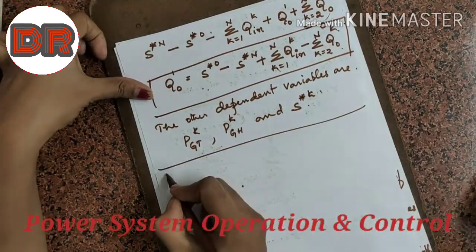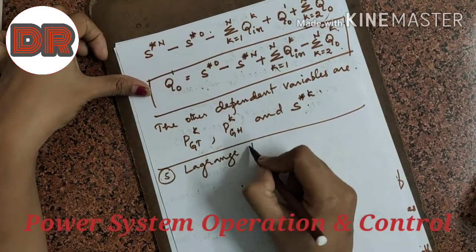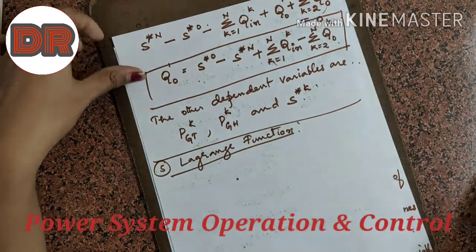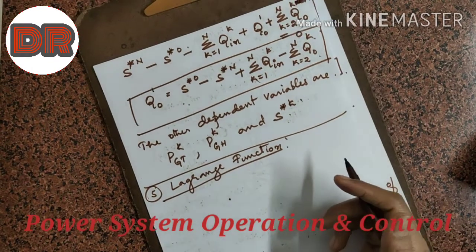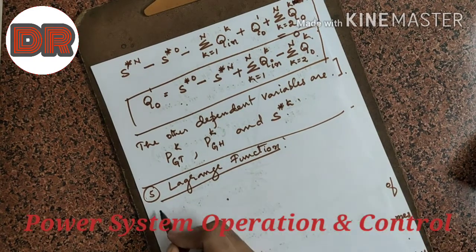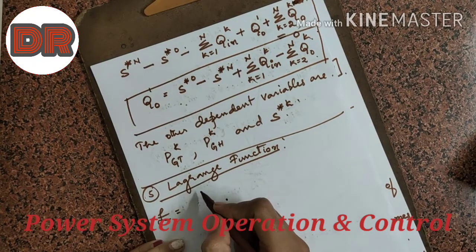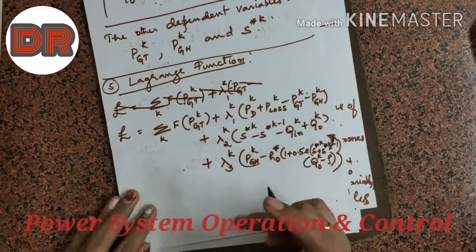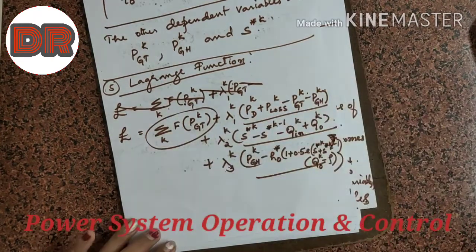So the fifth step is we have to write a Lagrangian function. We know how to formulate the Lagrangian function. We have to augment the objective function with the constraints. So let me take the Lagrangian function symbol equal to, now the objective function what we have is, so we have written the Lagrangian function. This is the objective function, these are the constraints with the multipliers.